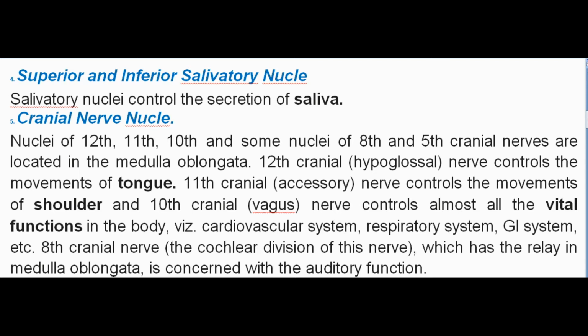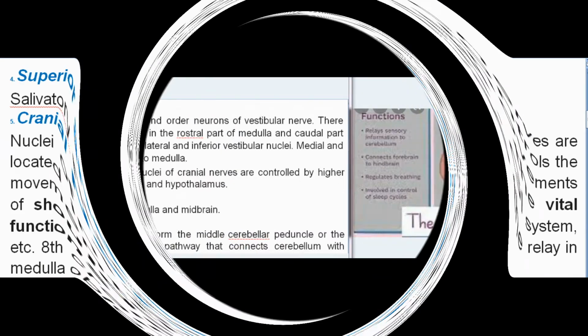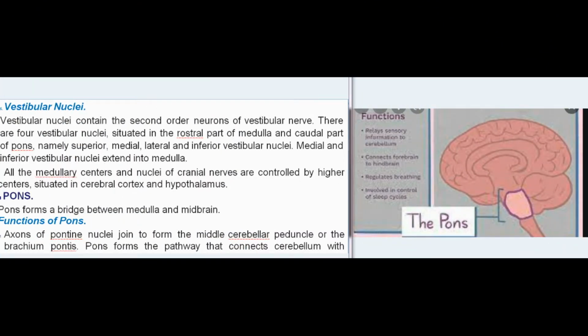11th cranial, accessory, nerve controls the movements of shoulder, and 10th cranial, vagus, nerve controls almost all the vital functions in the body, viz. cardiovascular system, respiratory system, GI system, etc. 8th cranial nerve, the cochlear division of this nerve, which has the relay in medulla oblongata, is concerned with the auditory function.